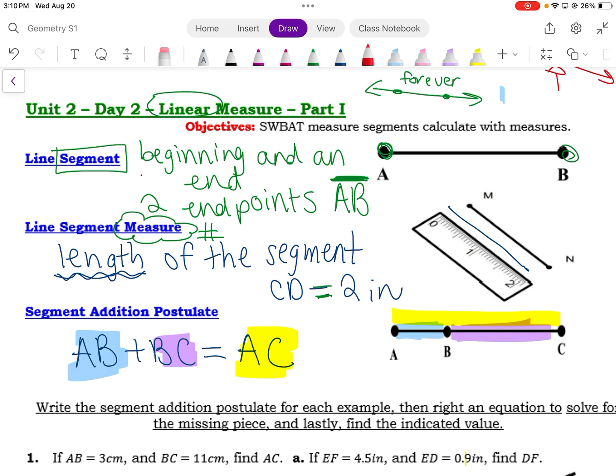All right, segment addition postulate. It just means that we're going to be adding the pieces together. So we have AB plus BC equals the entire thing, which is AC. What do they have in common? That middle point B. We're going to be talking about adding, so we're making our own mini geo equations.